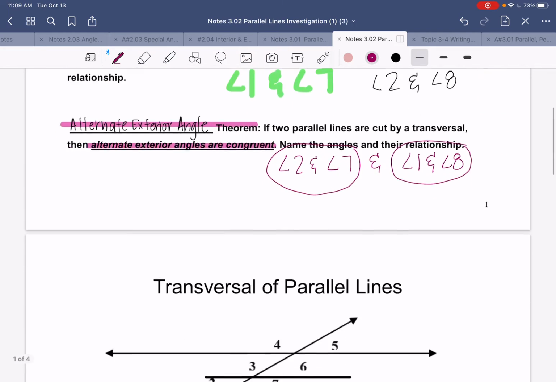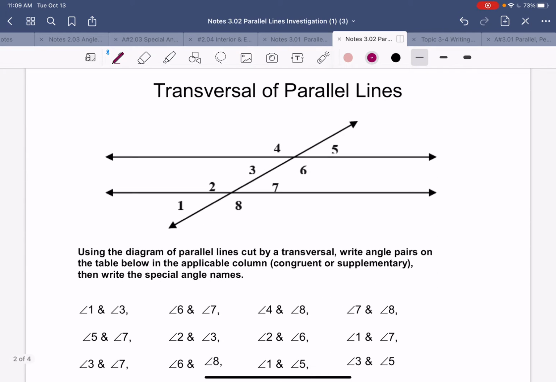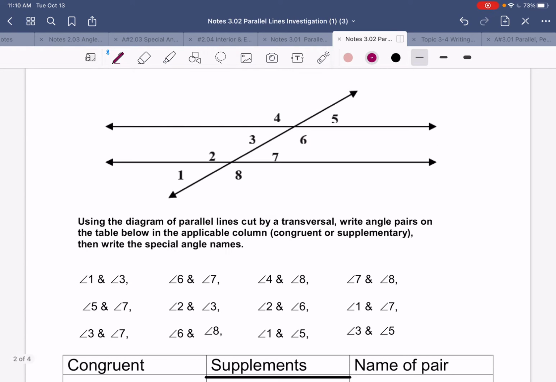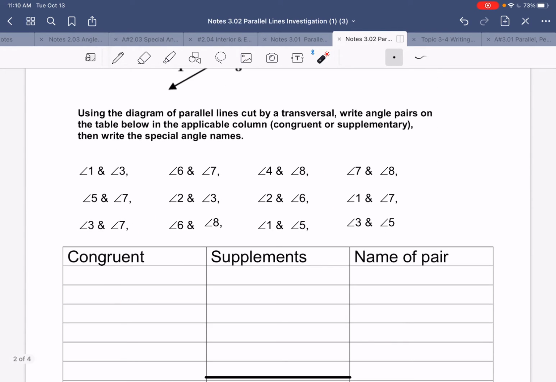All right, so let's do some examples. Transversal of parallel lines. Okay, so here we are. We're going to use the diagram, and we're going to talk about the angle pairs with the examples it gives us right here. We're going to use all of these. And we have to determine if they are congruent or supplements, and then we have to name the pair.